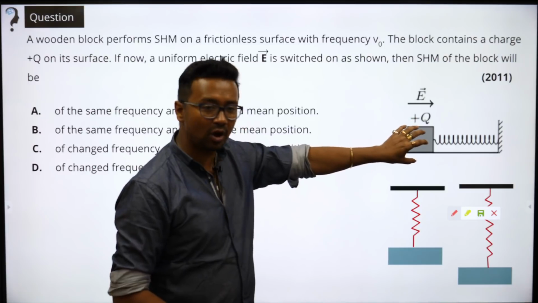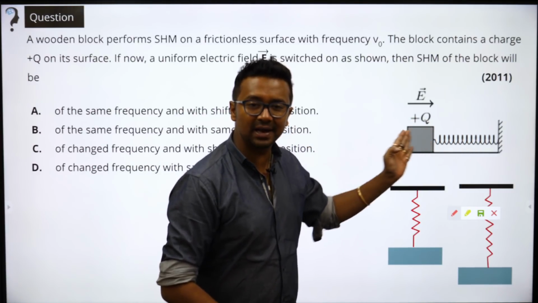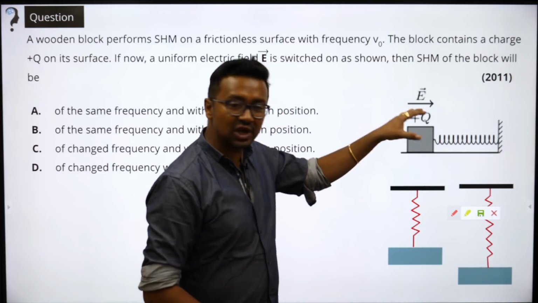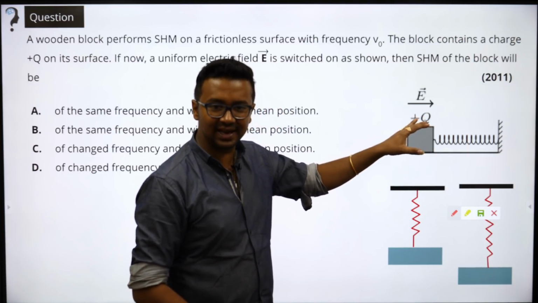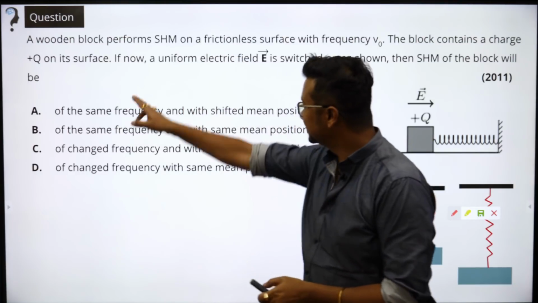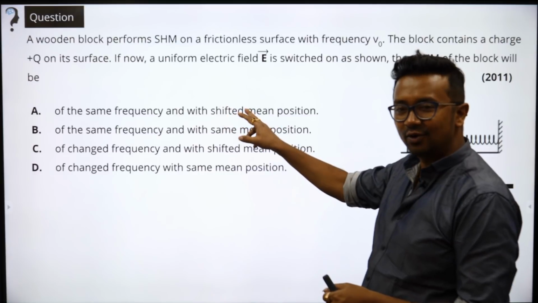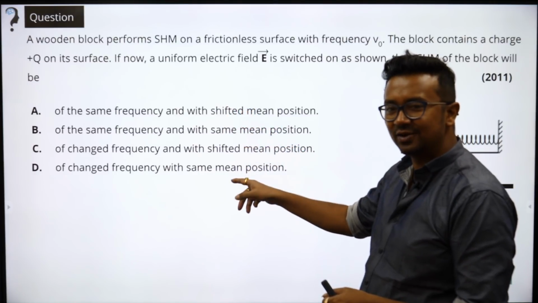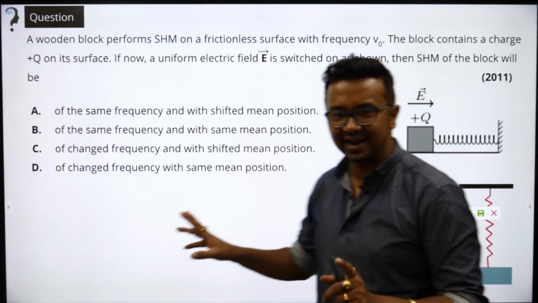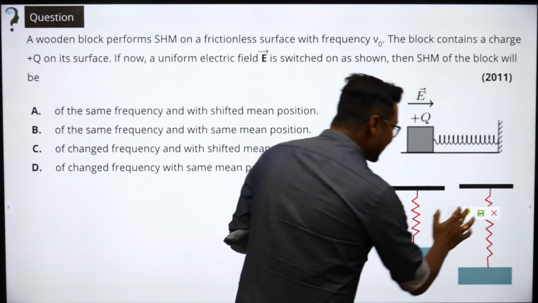It is simple. There is a block connected to the spring. This was executing simple harmonic motion. You gave it some charge plus Q. So now they are asking, is the frequency going to remain the same or change? Is there going to be a change in the mean position or is it going to remain the same? All right, let us get started, students.